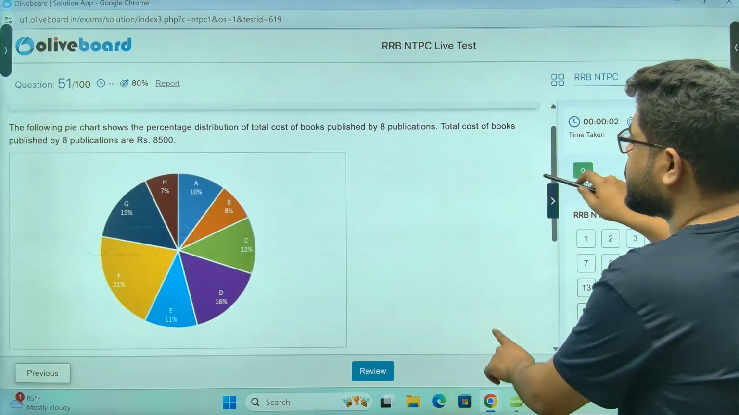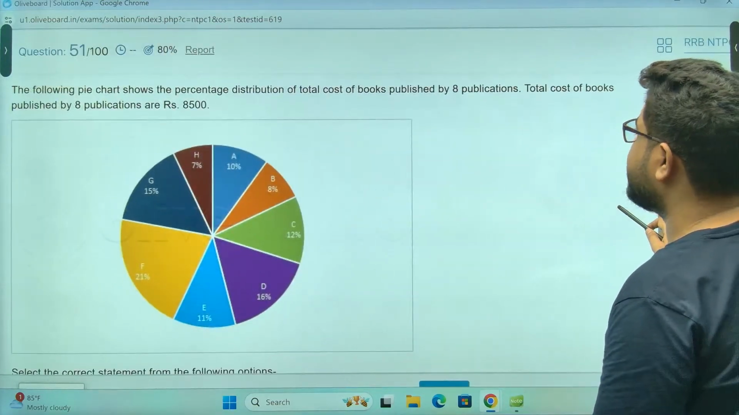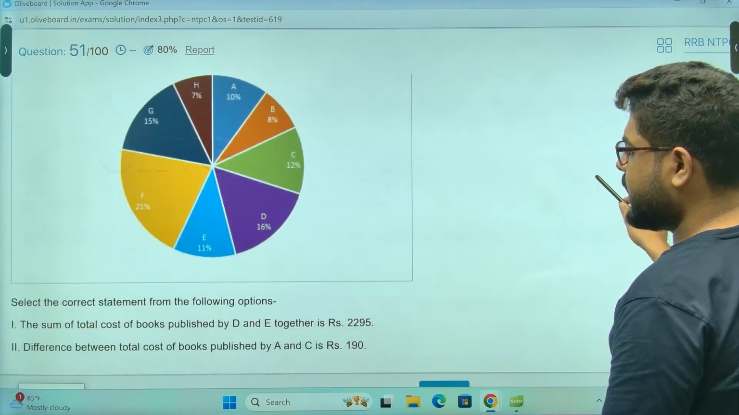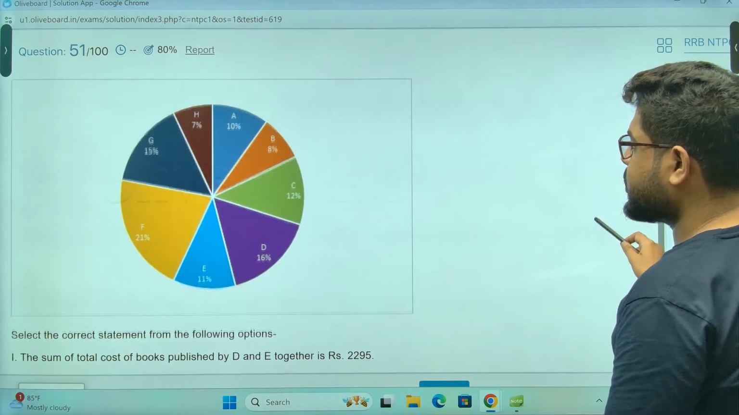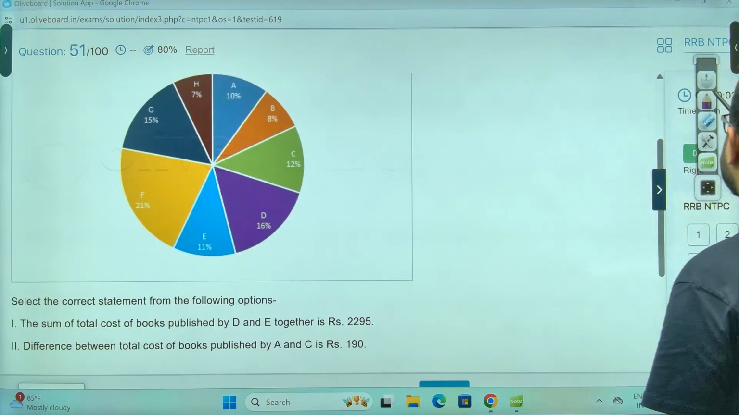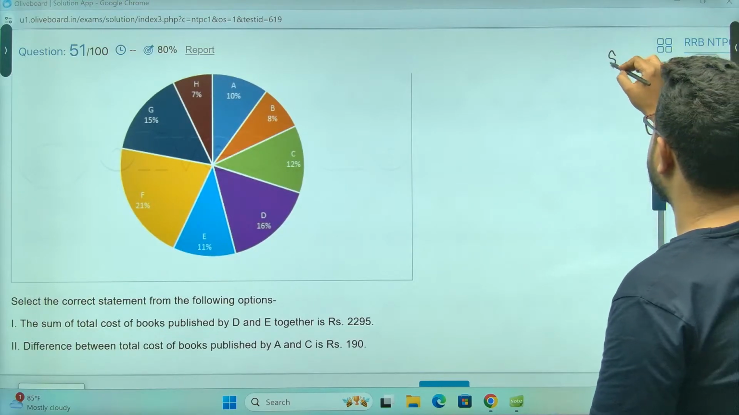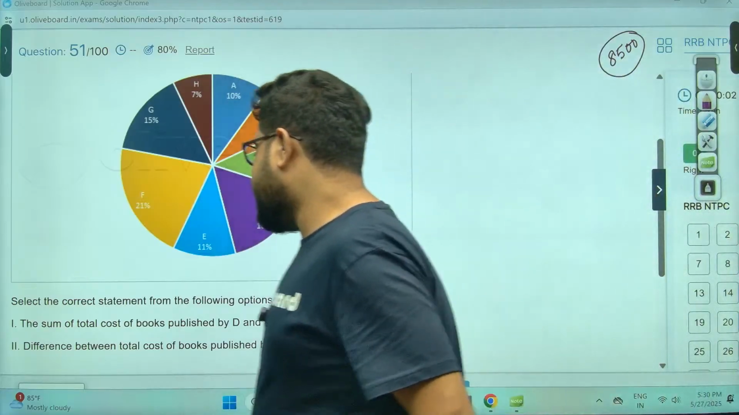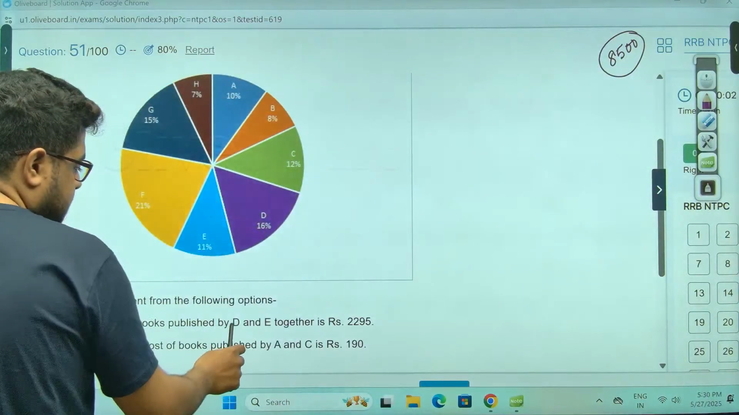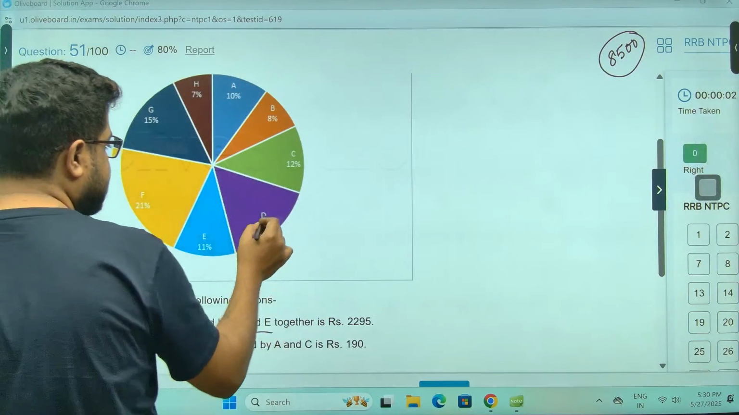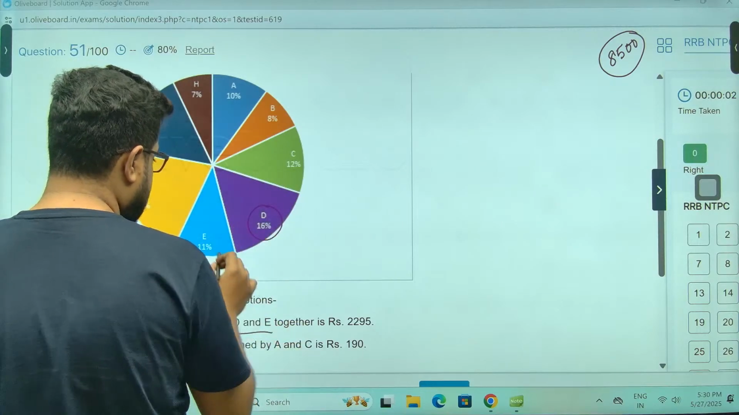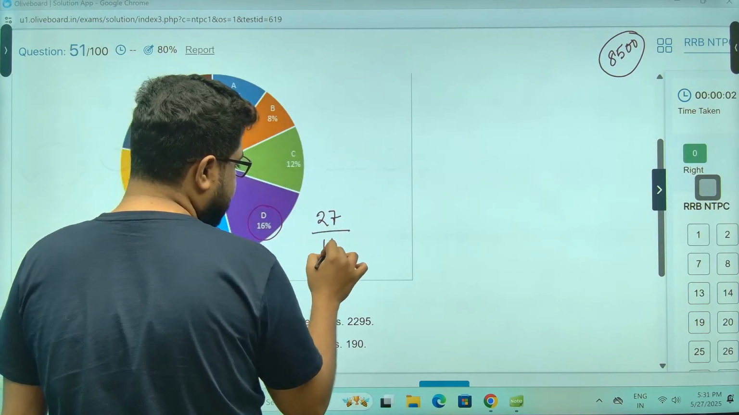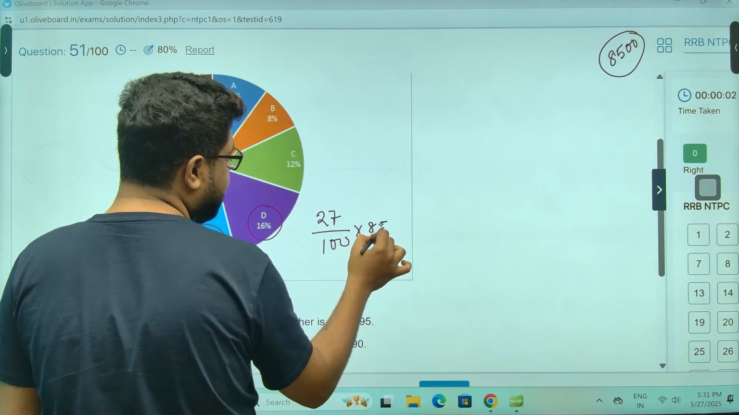The following pie chart shows 8 publications. The total cost of books is 8,500. Remember, please, this is 8,500 total. If you forget, it goes wrong. The sum of the total cost of books by D and E together: D is 16% and E is 11%. The total is 27%. So 27% of what? The total is 8,500.